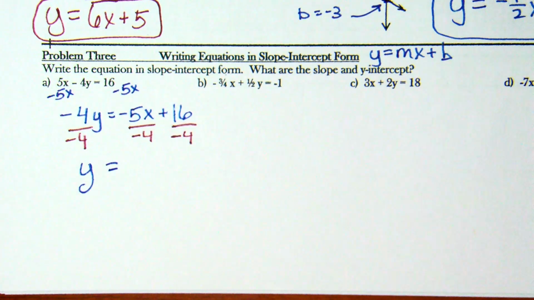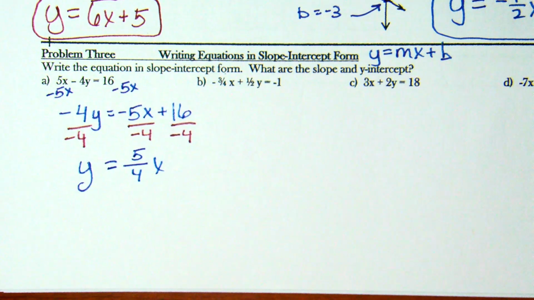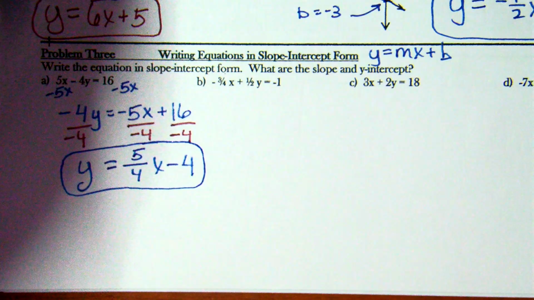Plus 16 divided by negative 4. What's 16 divided by negative 4? Negative 4. So I'm going to write this as minus 4. Okay. I have y equals. So that means I have y equals mx plus b.